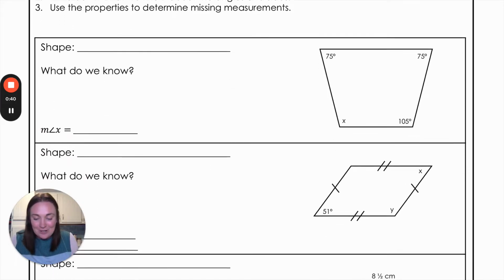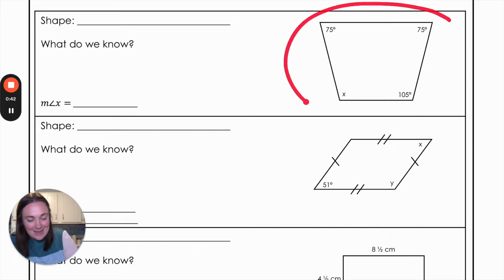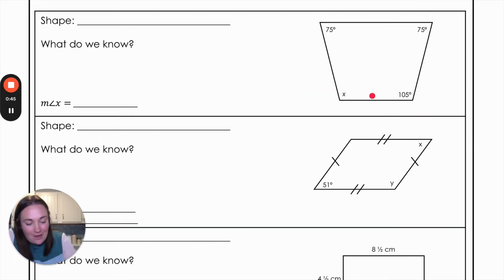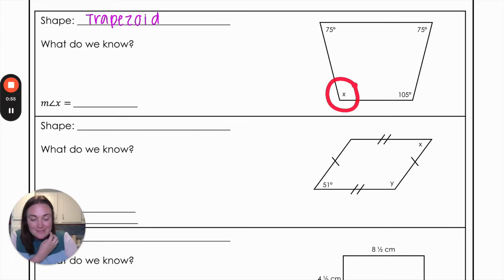So shape number one, we have a trapezoid, right? We've got one set of parallel sides. It looks like an isosceles trapezoid, but we don't have those markings, so we can't necessarily say that it's isosceles quite yet. In this trapezoid, we are looking for that missing angle.